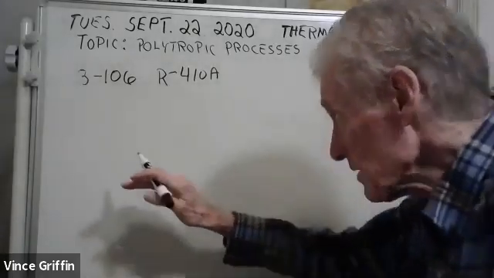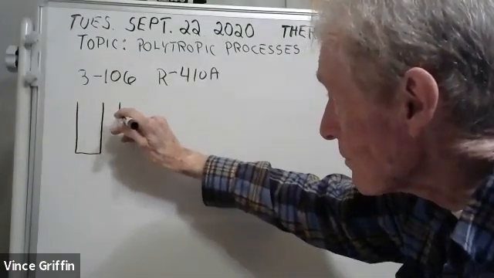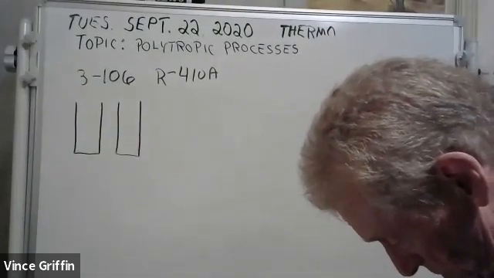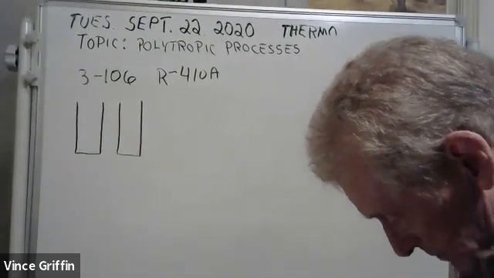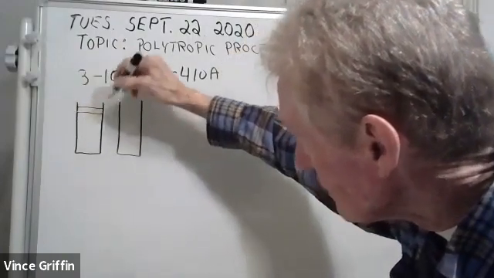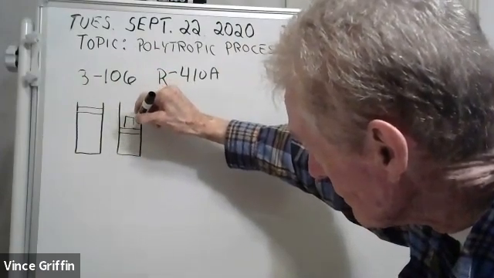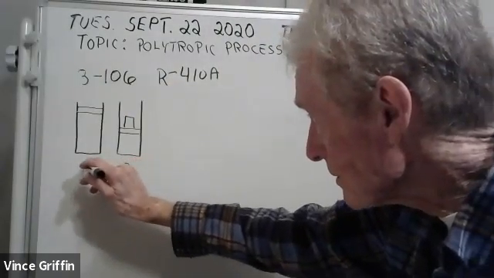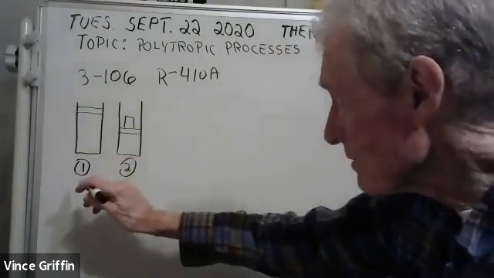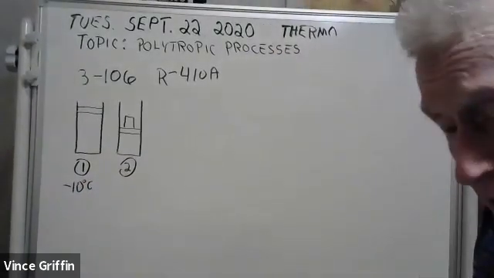Well, why don't we draw the device sketch? That'd be fun. This will be state 1, this will be state 2. We start off at -10 degrees Celsius, and we're going to compress it. I get the feeling we probably put some weight on that, and that compresses it down here. This is state 2. This is state 1. My guess is it's going to get hotter. Isn't that what happens?